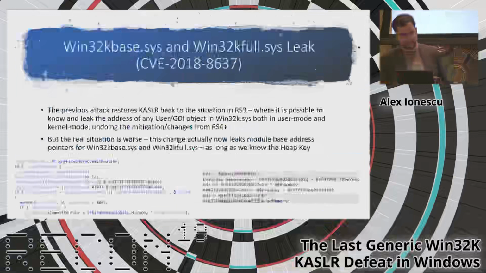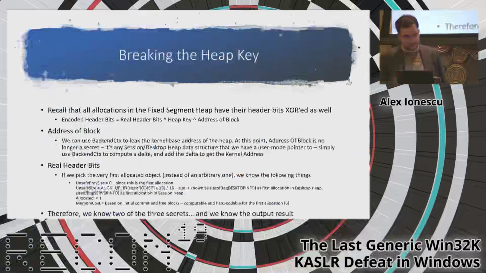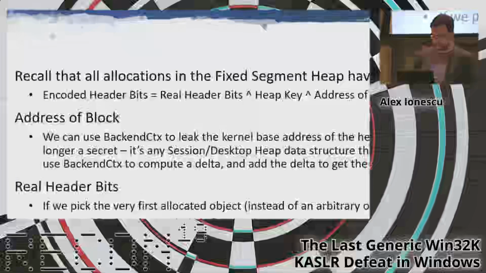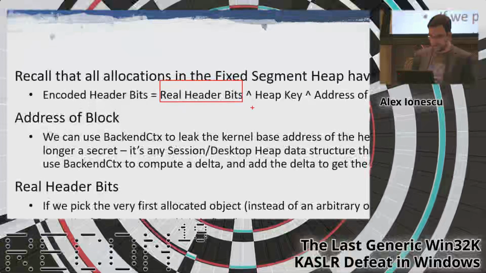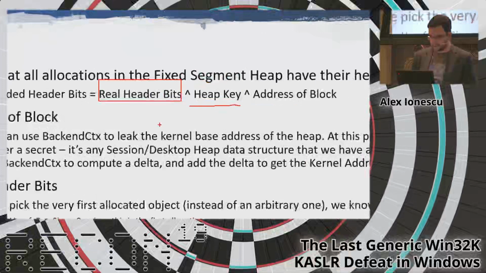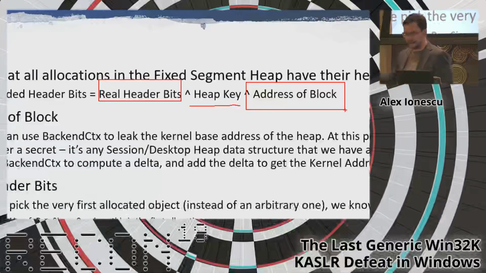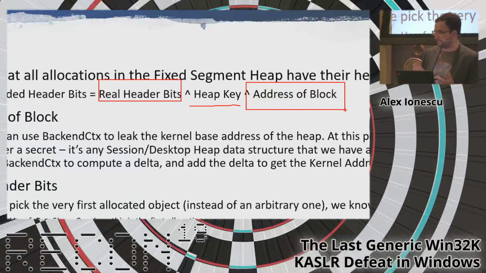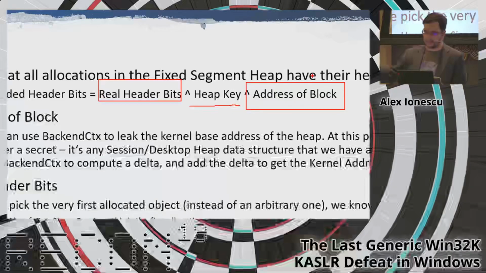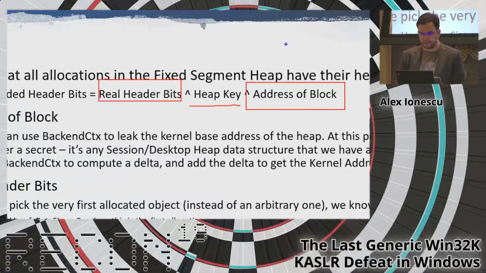Well, if we go back to how allocations work, remember that allocations basically have the encoded header, and the encoded header is the real header, XORed with the key, XORed with the address of the block. Because of backend context, I can know the address of the block, right? Because I'm told where the heap is, and I just subtract the beginning of the kernel heap from the beginning of the user heap, and then add the offset of this block, and I know the kernel pointer of the block itself.